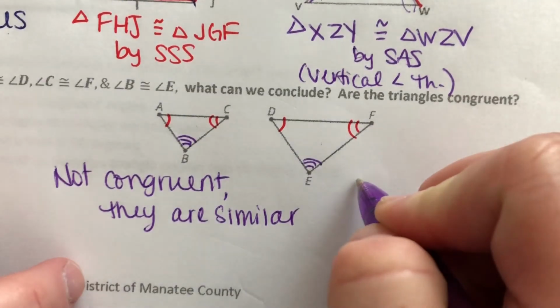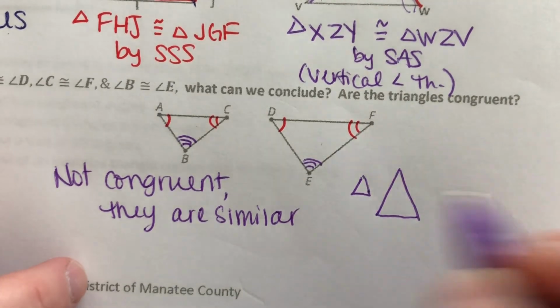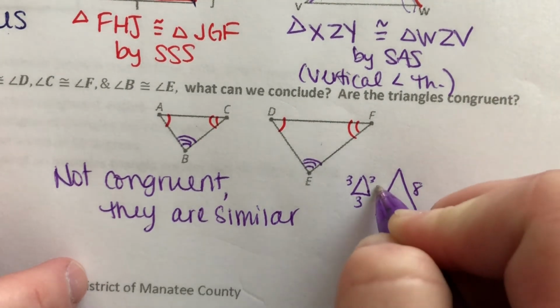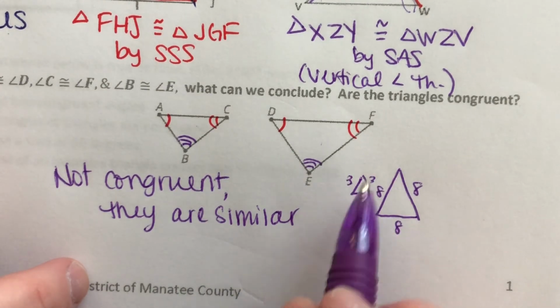Like for example, if I had an equilateral triangle and I had another equilateral triangle, right? All sides, let's say, are 3 here. All sides of this one are 8. These 2 triangles are similar because they're equilateral triangles. One's just bigger than the other, right?